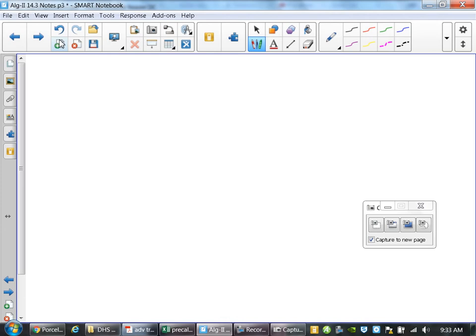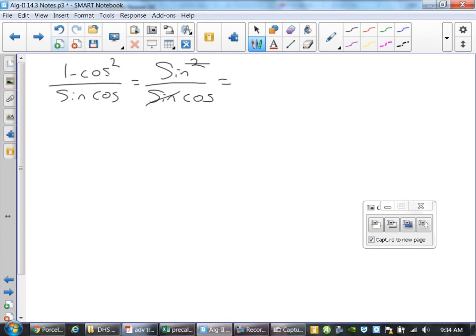So we have 1 minus cosine squared over sine cosine. 1 minus cosine squared is part of the Pythagorean identity. If I move the cosine over, I get sine squared is 1 minus cosine squared. So I rewrite the numerator, I get sine squared over sine cosine. What drops? One sine. And therefore you get tangent.